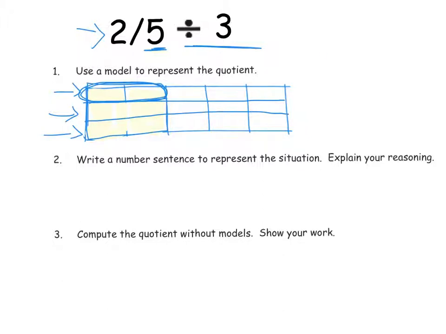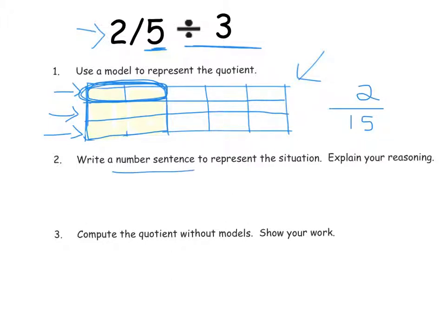So my 1 whole, my 5/5, is now broken into 1, 2, 3, 4, 5, 6, 7, 8, 9, 10, 11, 12, 13, 14, 15 pieces. So I have my 1 whole in 15ths, and each person gets 2 of those pieces. So the fraction is 2/15 of the pizza.